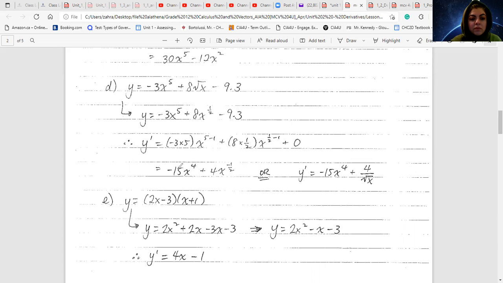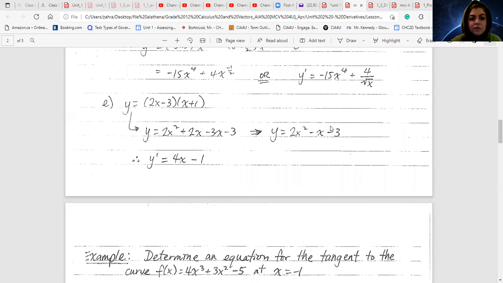So negative 3 multiplied by 5 is negative 15. 5 minus 1 is 4, plus 8 multiplied by 1 over 2 is 4. X to the power of 1 over 2 minus 1 is negative 1 over 2. I can flip this one over, bring it to the denominator, and write it as x to the power 1 over 2. And you know, x to the power 1 over 2 is the square root of x.